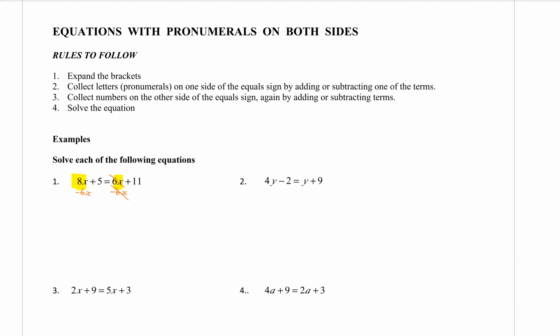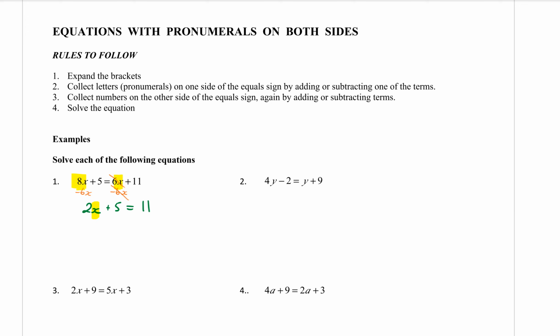On the left hand side, 8x take away 6x is 2x. I still have the plus 5. And on the right hand side, the 6x's are gone, but we still have the 11. So now that I've done that, there is only one x left in my equation, and that is what I need to get all by itself.